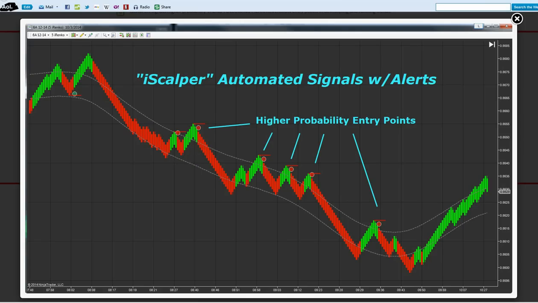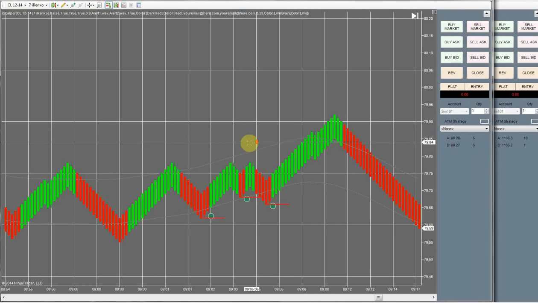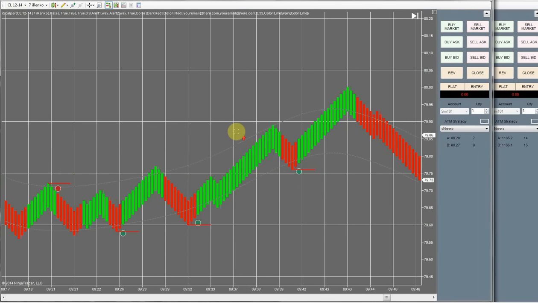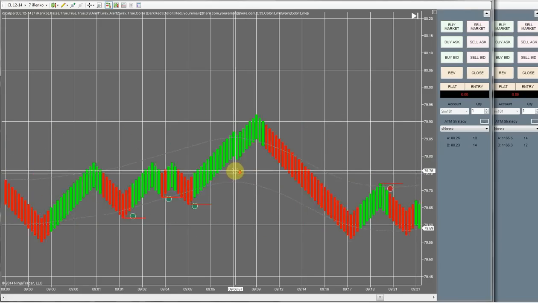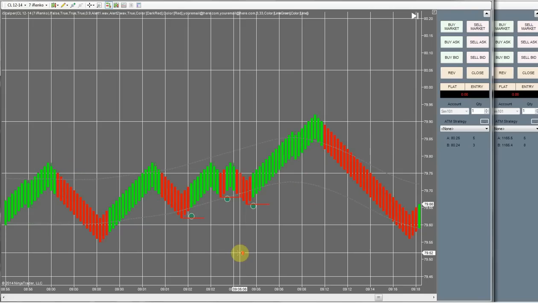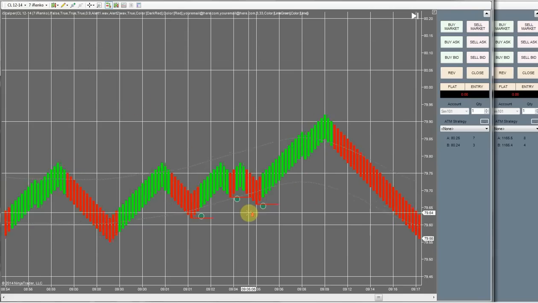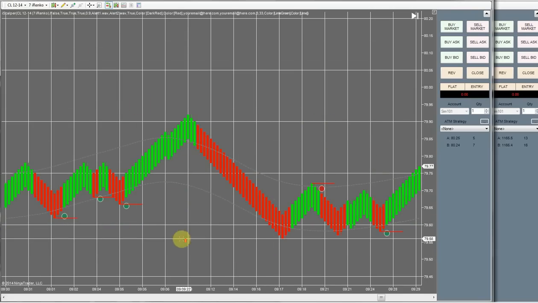I'm actually going to show you guys some examples here. This is the CL, this is the TF. Obviously you can use this on any instrument you want to. I'm just going to focus on those two for this example. Let me check out 9 o'clock this morning. Alright, here's 9 o'clock. Market was going pretty much sideways. The iRinko bars do a great job of letting us see what the overall trend in the market is.